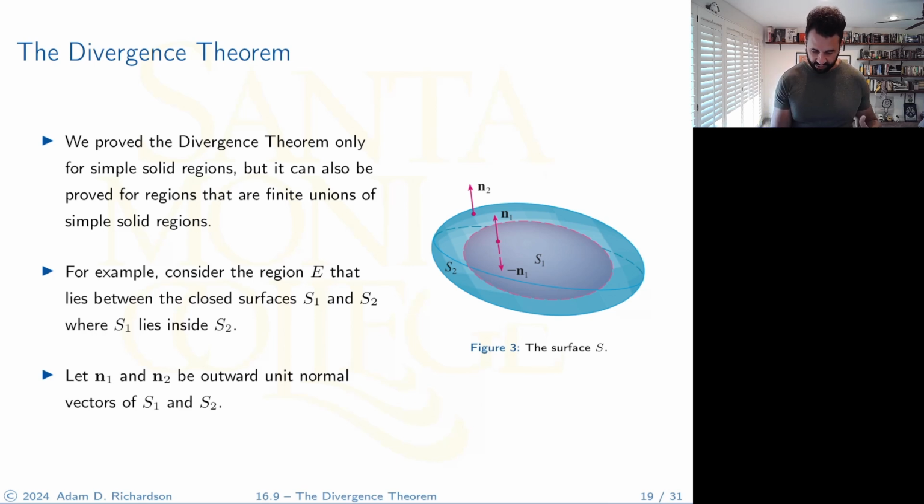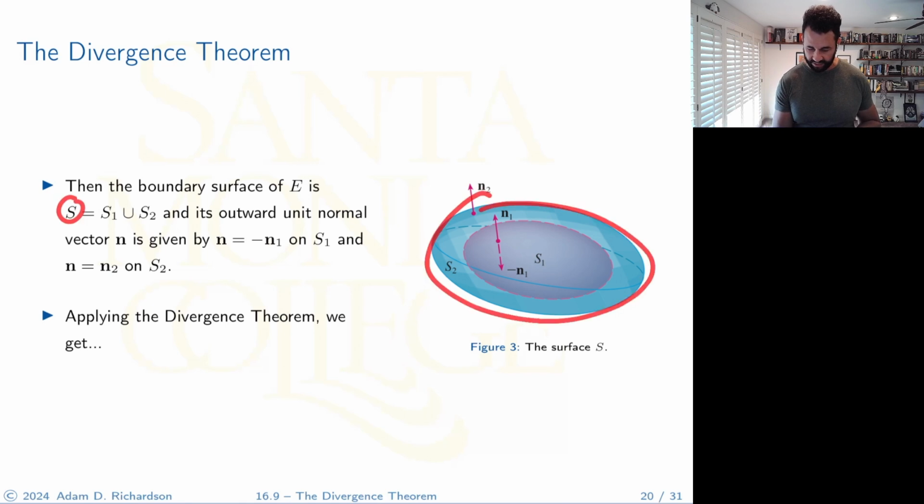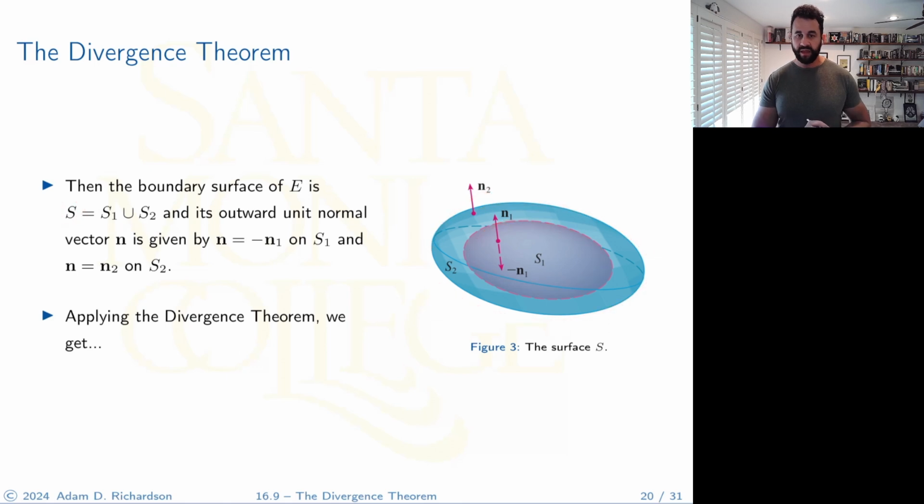So on the surface S2, which is this piece, the outward unit normal vector points this way. But on the surface S1, the inside, the outward unit normal vector points like into the center, right? Into the center. There we go. So that's how we're going to change our outward unit normal vectors. All right, now the boundary of the surface E. So E is the region that's contained between these 2 surfaces. The boundary is the union of those two surfaces. So the boundary S is the union of the outside and the inside. There we go. And the outward unit normal vector depends on which surface you're on.